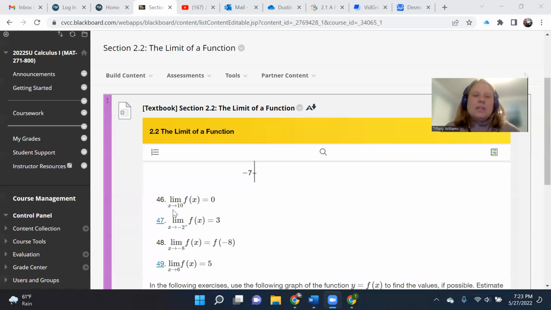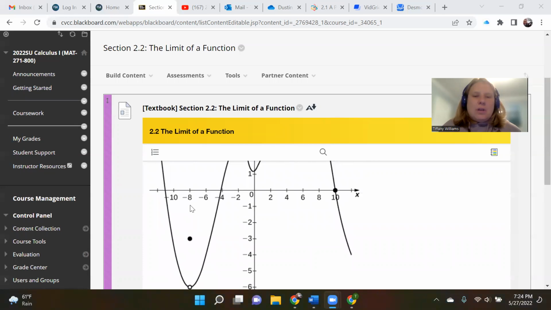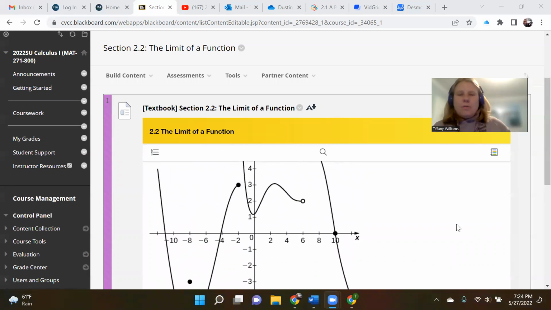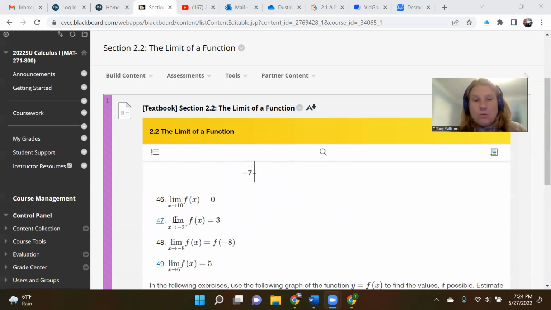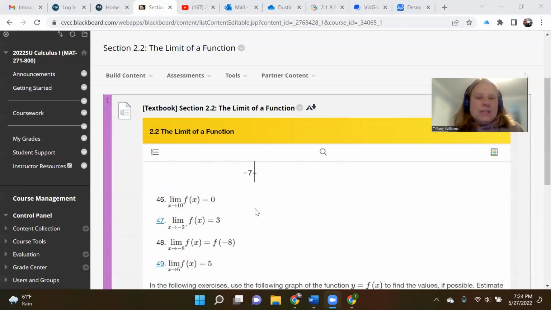Our first statement is the limit as x approaches 10 of f of x equals 0. Notice they don't put a one-sided limit, it's a two-sided limit, so we have to be approaching the same thing for the limit to exist. Here's 10. From the left side, it looks like I'm approaching 0, and from the right side, it looks like I'm approaching 0. Those are the y values we're trying to find. So I think that is a true statement because we are approaching the same thing from both sides.